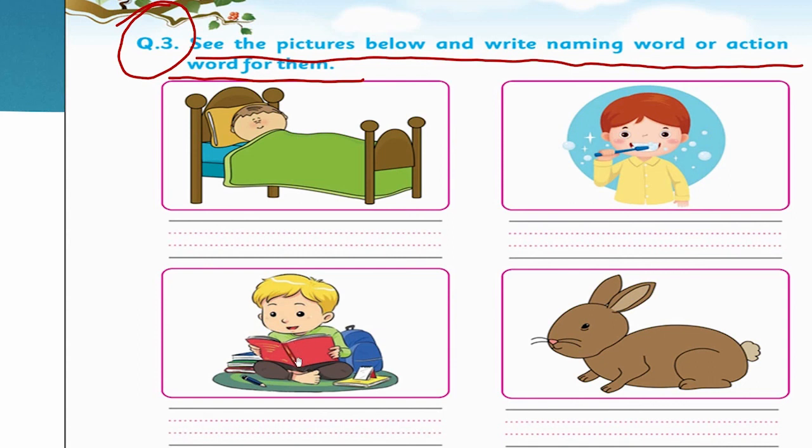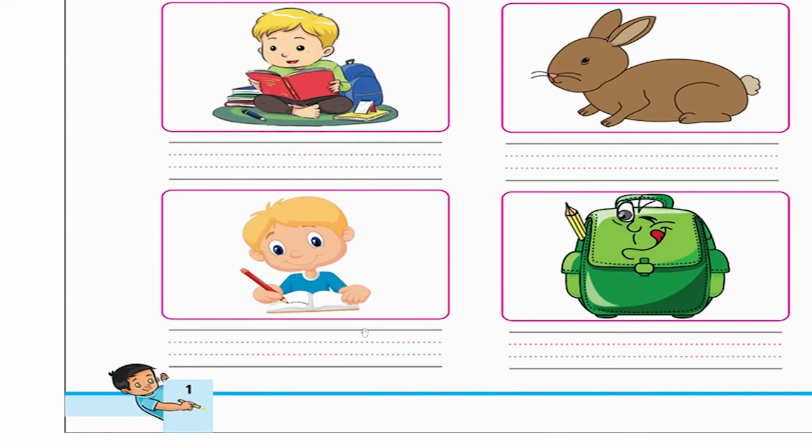This boy is trying to do what you are doing right now. So there is a word for it. I will not say it. Let's see how you are going to do it. This animal, I hope you know what is the name of this animal. This boy is also doing something. There will be an action word here, and this is an object you take with you to school or you keep your books inside it. There's a name for this object, which is your task you have to do.